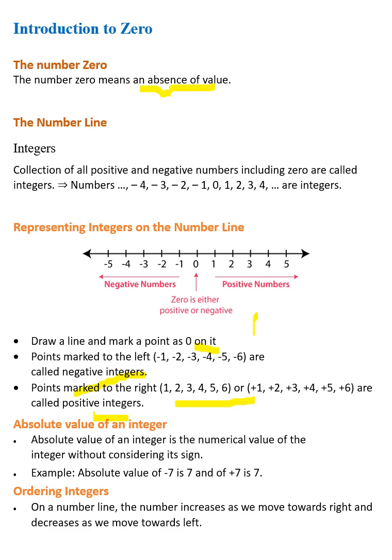Absolute value of an integer. The absolute value of an integer is the numerical value of that integer without considering its sign. The absolute value of minus 7 will be 7 and the absolute value of plus 7 will also be 7.